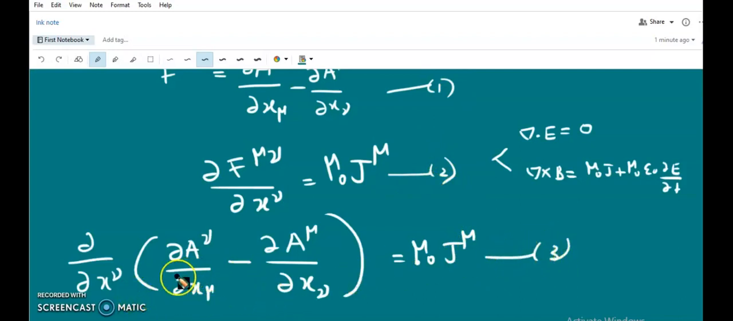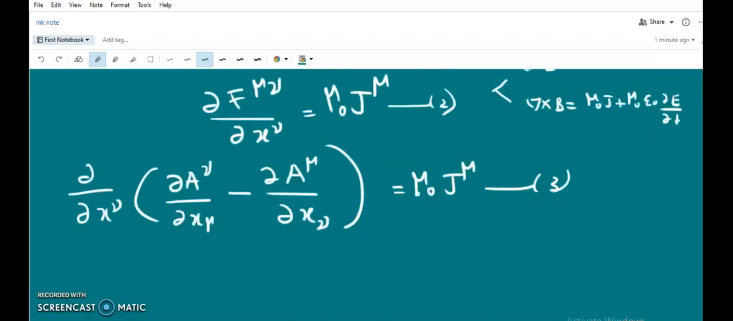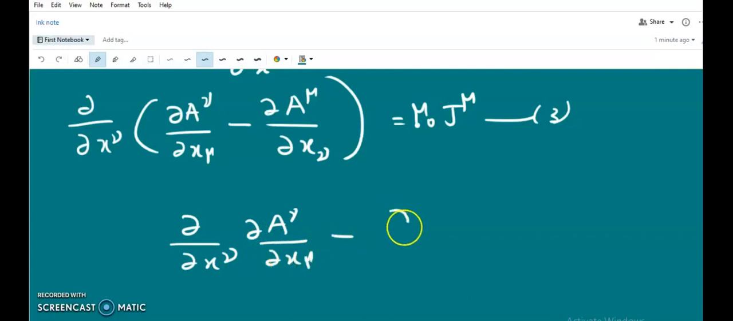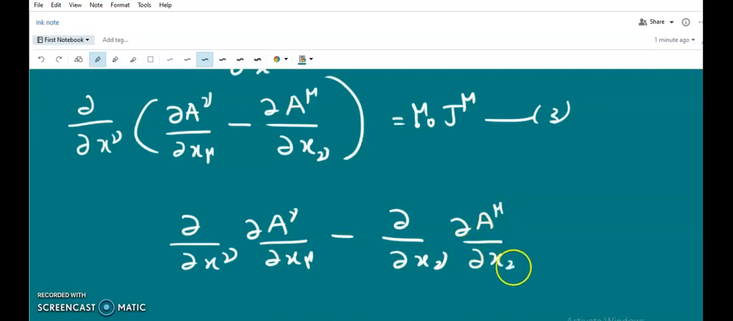Now, there are two differentiations, and we can write this as ∂/∂x_μ of ∂A^ν/∂x_μ minus ∂/∂x_μ of ∂A^μ/∂x_ν equal to μ0 J^ν.